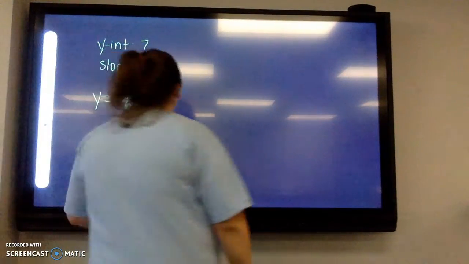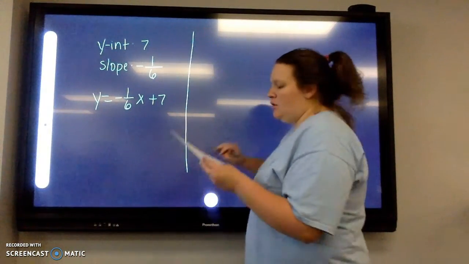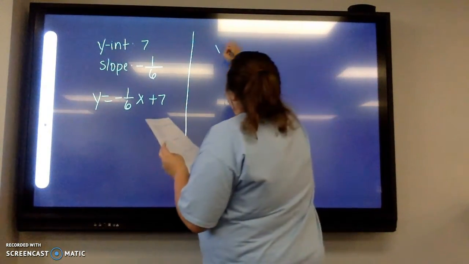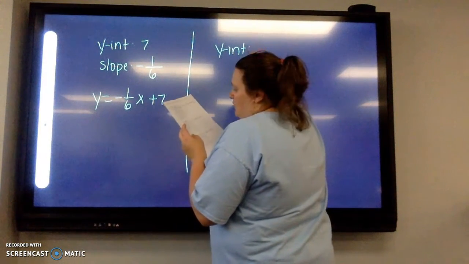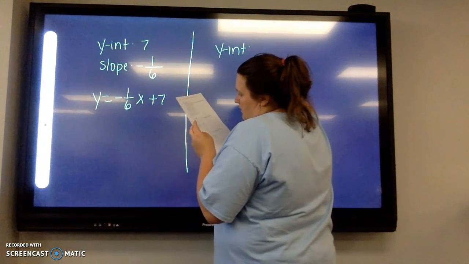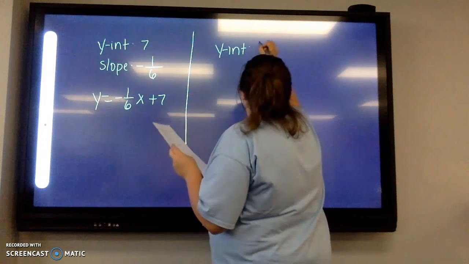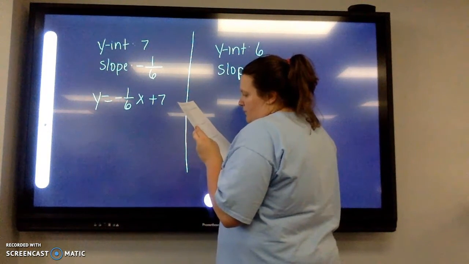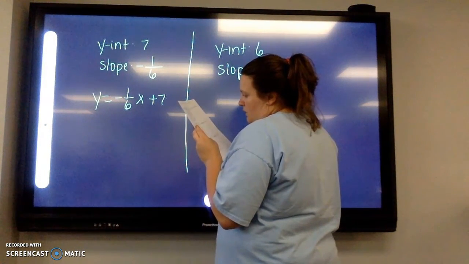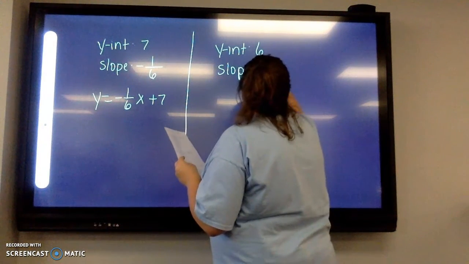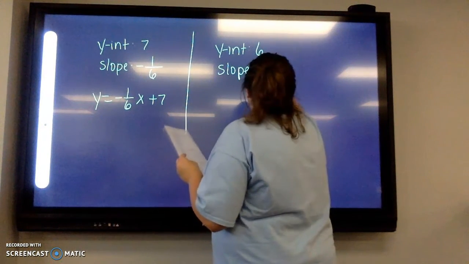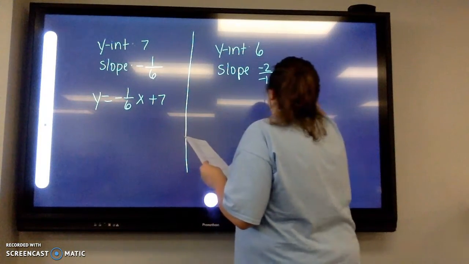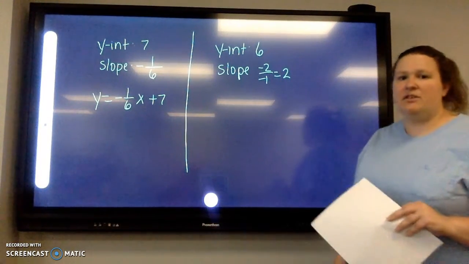On 25, we're going to start out the same way. So on 25, my y-intercept is 6, right? And my slope is going to be -2 over -1, which is just 2, because the negatives cancel each other out.